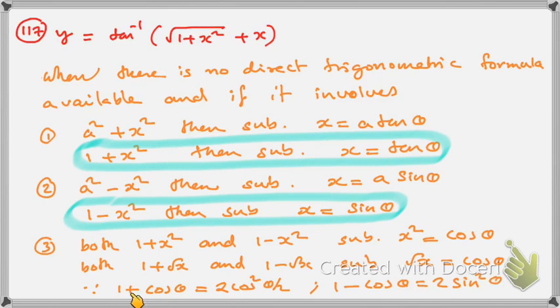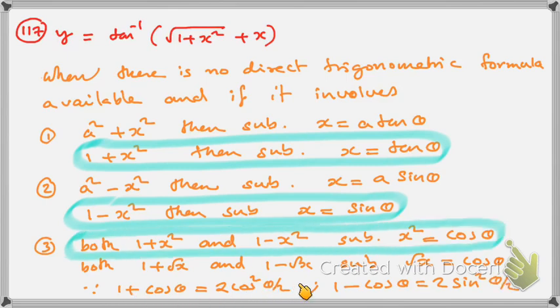These results: 1 plus cos theta is 2 cos square theta by 2, and 1 minus cos theta is 2 sine square theta by 2. So 3 basic results. If a question involves 1 plus x square, substitute x is equal to tan theta. If it involves 1 minus x square, then substitute x is equal to sin theta. If it involves both 1 plus x square and 1 minus x square, substitute x square is equal to cos theta. Remember, this is x square. Then only it will become like 1 plus cos theta, which has got a result, and 1 minus cos theta, which has got a result.